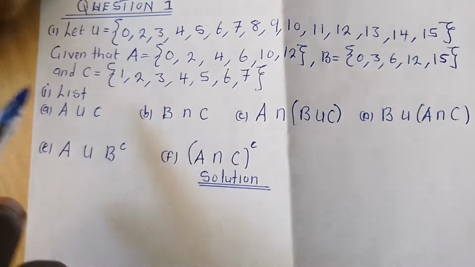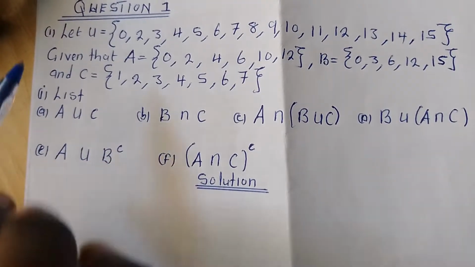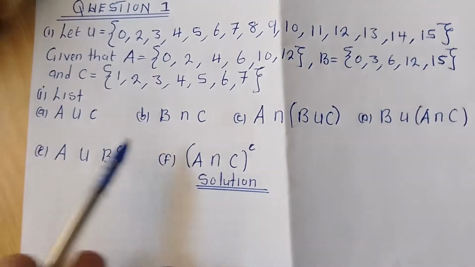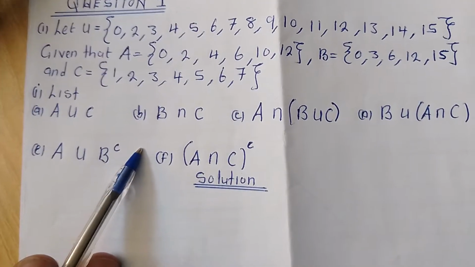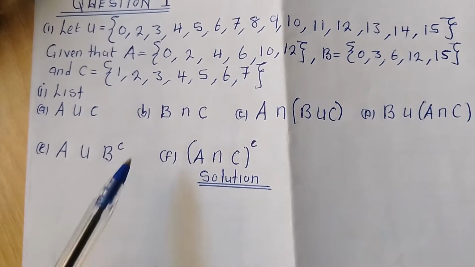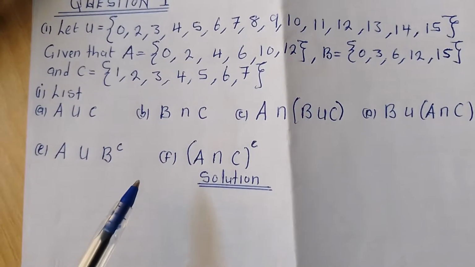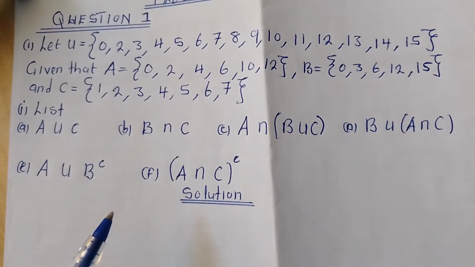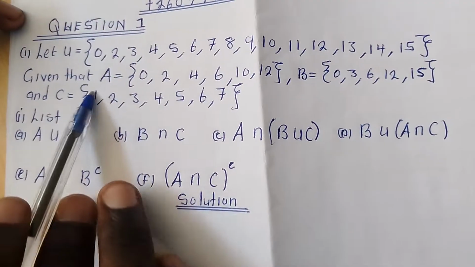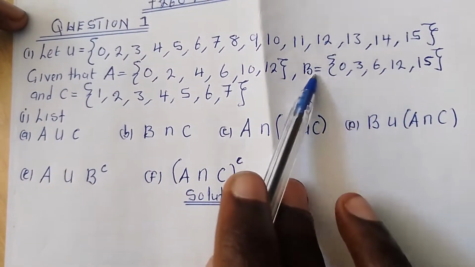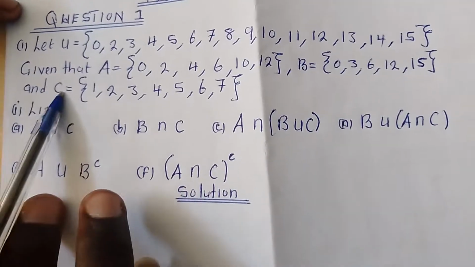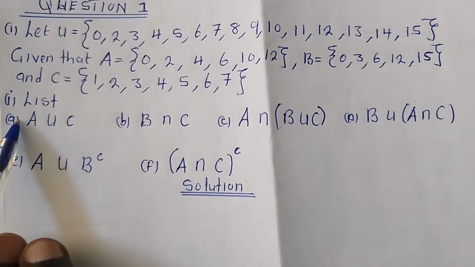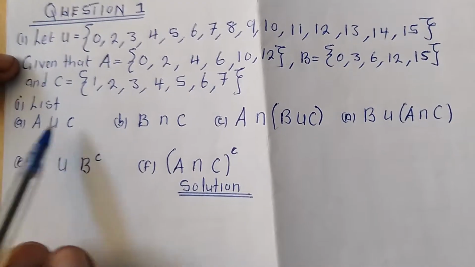We have a question which happens to be very interesting. They are saying, let the union set be this entire set here. The union set is simply the set of all the sets that you have been given. Given that A is this set, B is this set, C is this set, they are asking us to list A union C.